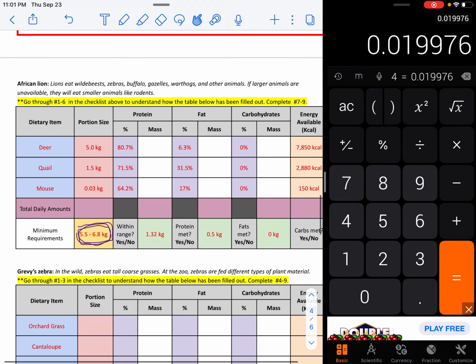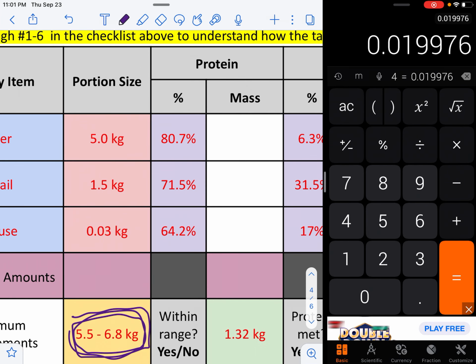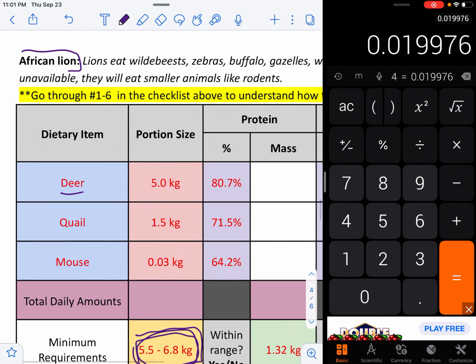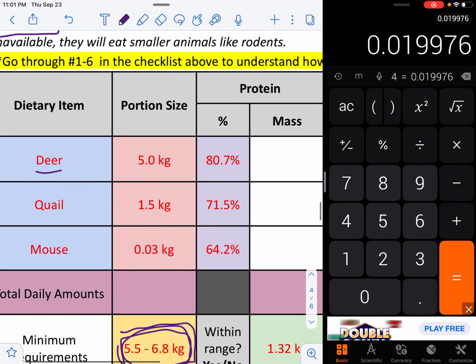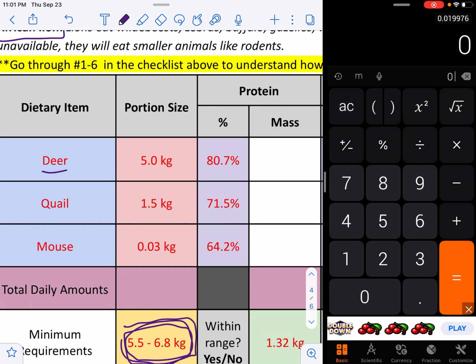So percentages are all there, so let's look at protein here. The first menu item is deer for the lion, and this is the African lion. And it's a 5 kilogram portion. 80.7% of that 5 kilograms is protein. Here's how you do the calculation to figure out how much mass that is.